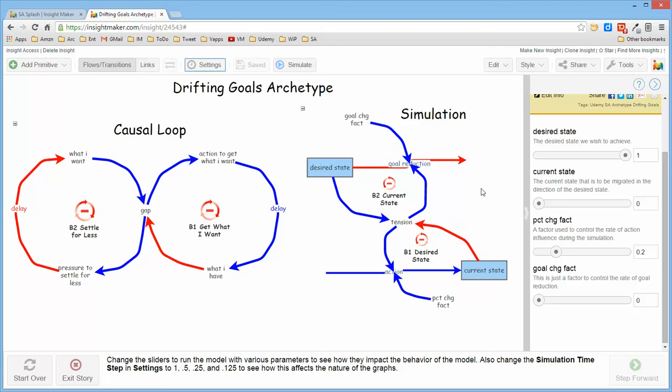As with all of the structures, one gets a better sense of the behavior of the structure from interacting with it. So hope you found this beneficial, and I'll see you in the next video soon.